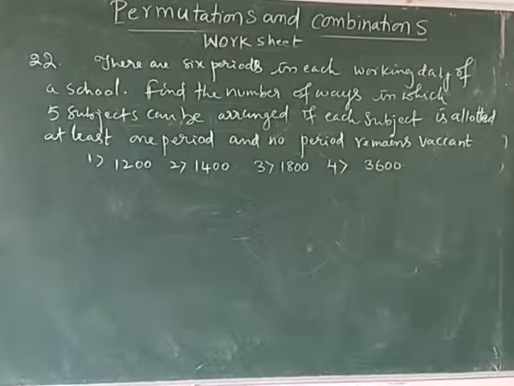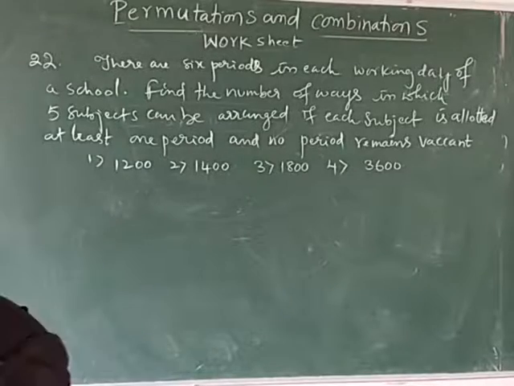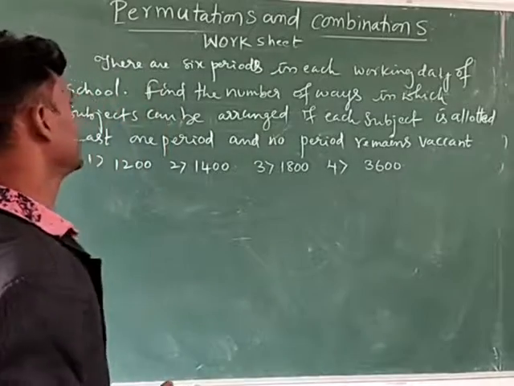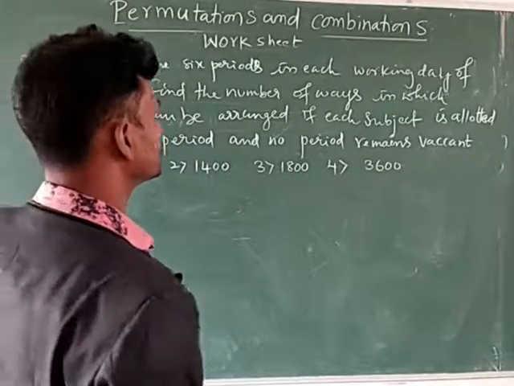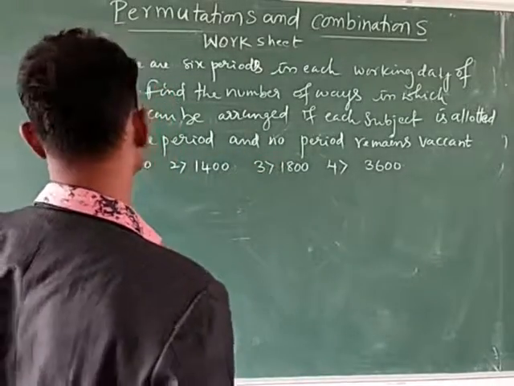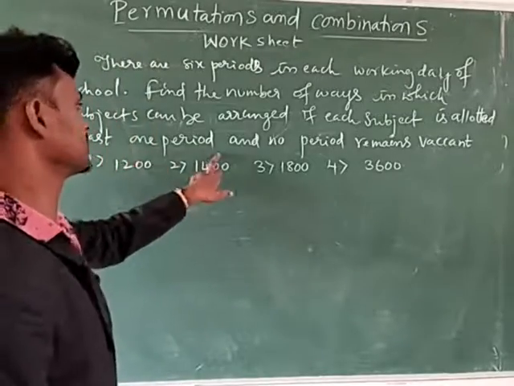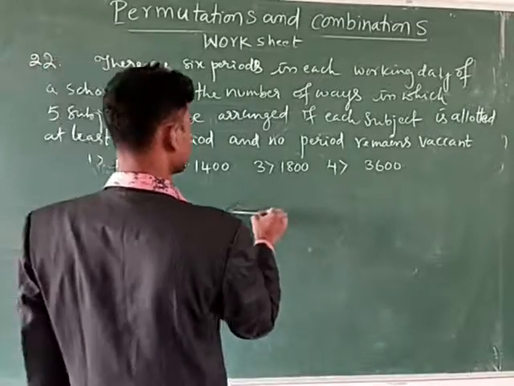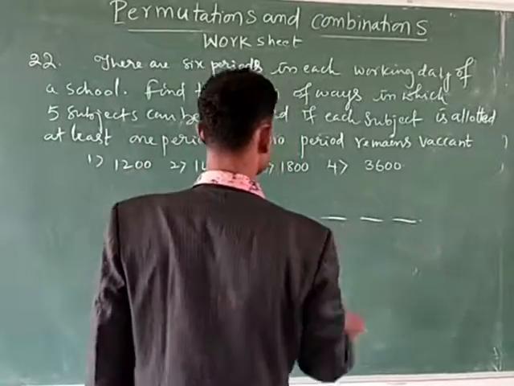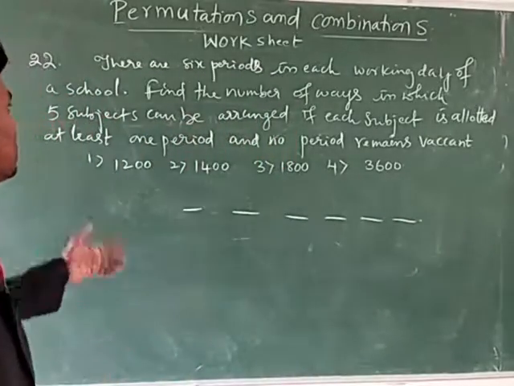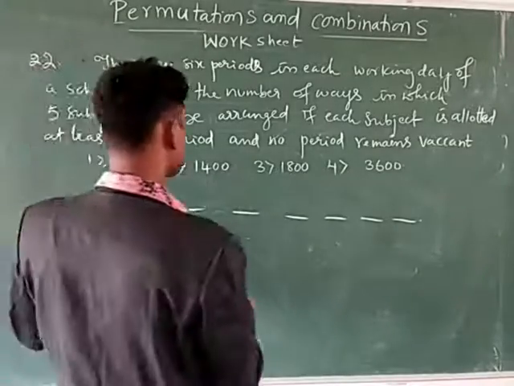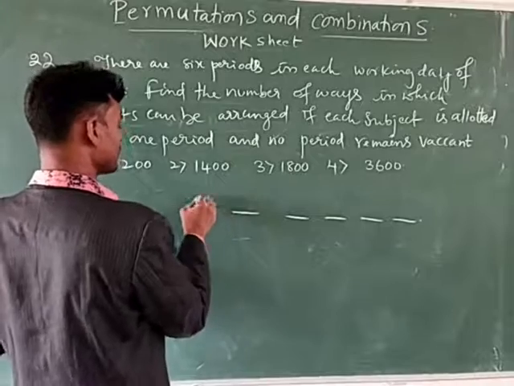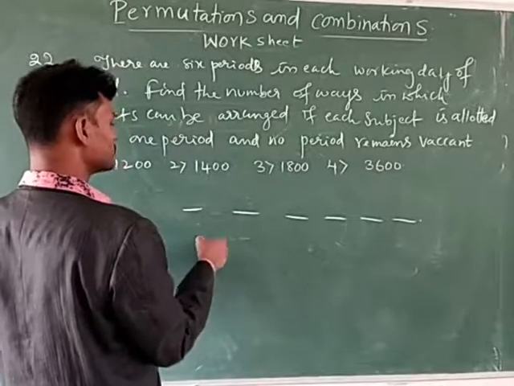Okay, next problem. There are 6 periods in each working day of a school. Find the number of ways in which 5 subjects can be arranged if each subject is allotted at least 1 period and no period remains vacant. See here: 1, 2, 3, 4, 5, 6, total 6 periods. How many subjects? Here 5 subjects. Compulsorily, one more period you have to give to one subject, twice.